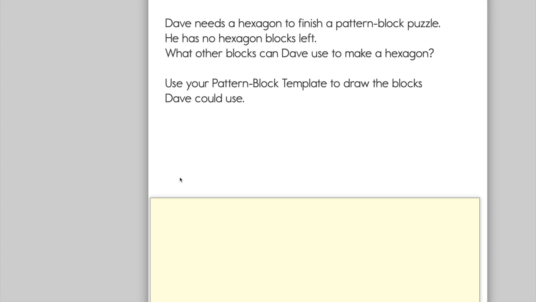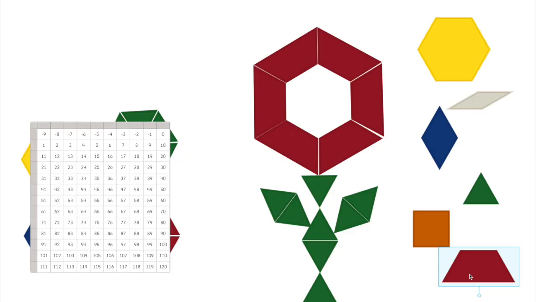Well, you do not have a pattern block template at home, so we're going to use the resources that we have. So remember, it says that Dave needs a hexagon to finish a puzzle. He has no hexagon blocks left, so we're going to try to figure out what other blocks he could use. Okay, so here is the puzzle that maybe Dave was doing, and you can see right in the center of that flower, he needs a hexagon shape to go in there, but we're going to pretend that he doesn't have any more hexagons left. So he has to come up with another shape to put in the center. Now, it might not be exactly the right color to go in the middle of a flower, but that's okay. We're not really worried about the color of this shape right now. We just want the right shape.